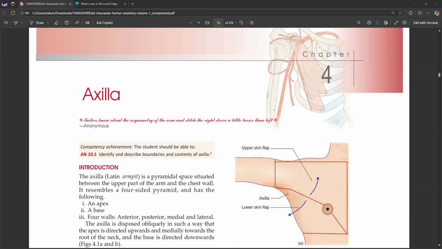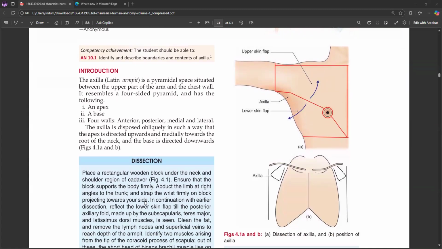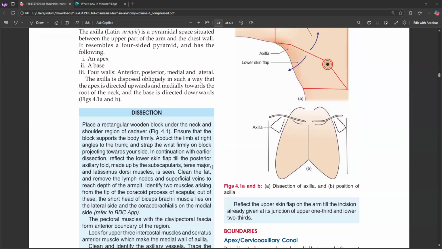Introduction. The axilla, Latin for armpit, is a pyramidal space situated between the upper part of the arm and the chest wall. It resembles a four-sided pyramid and has an apex, a base, and four walls: anterior, posterior, medial, and lateral. The axilla is disposed obliquely in such a way that the apex is directed upwards and medially towards the root of the neck, and the base is directed downwards.